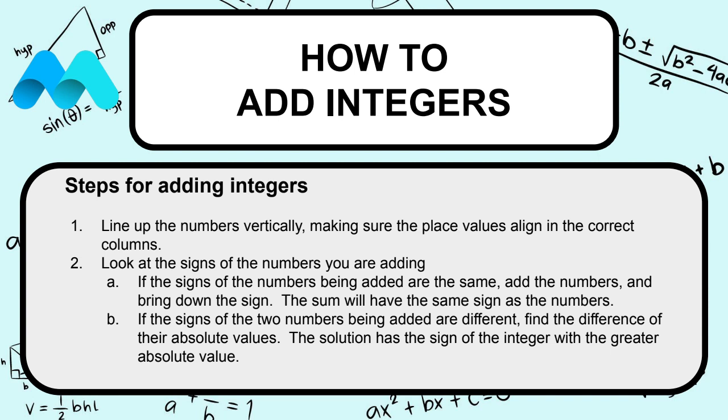So this one though, steps for adding integers. There's basically just a few steps that you're going to go through. The first one is one that you're super familiar with. You're going to rewrite the problem and line up the numbers vertically, making sure the place values align in the correct columns. So all your ones are lined up, your tens, your hundreds, and so on and so forth. Just the same way that you learned how to add when you first learned how to add.